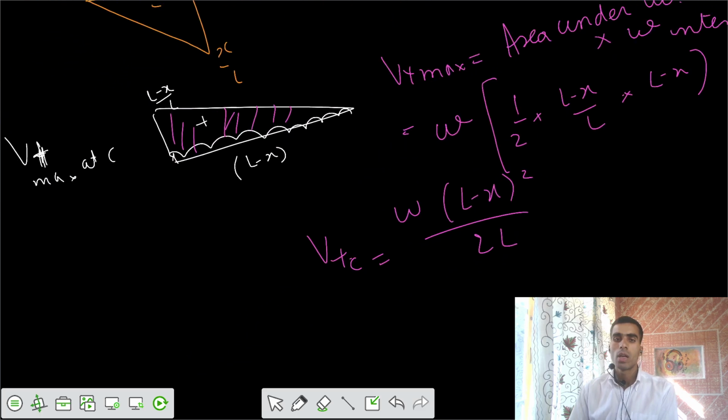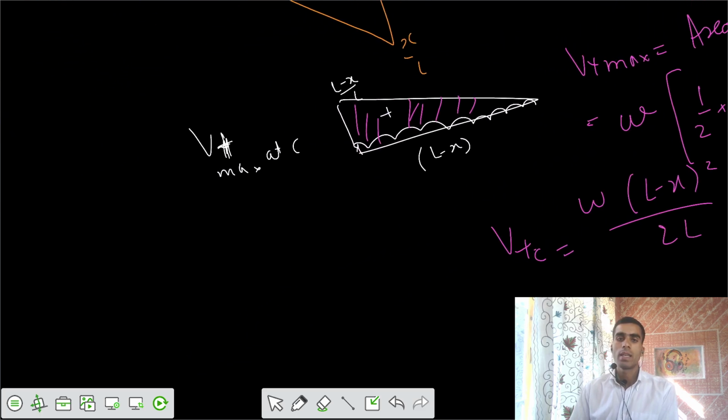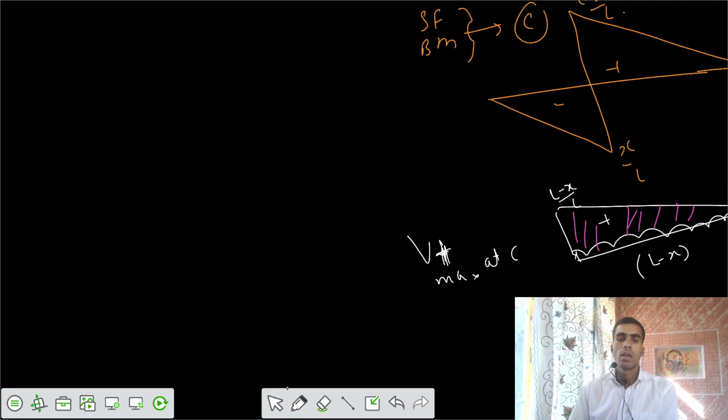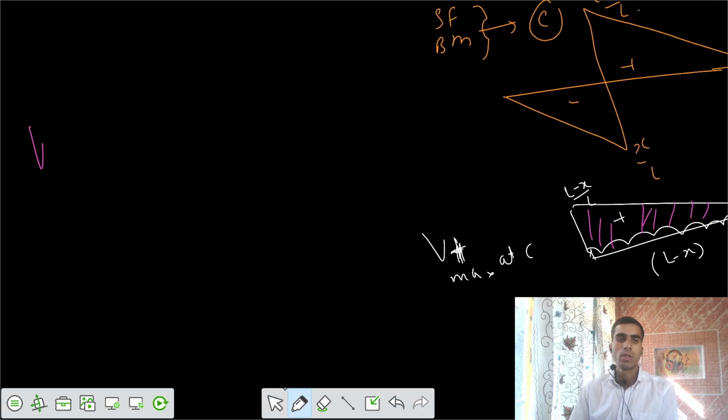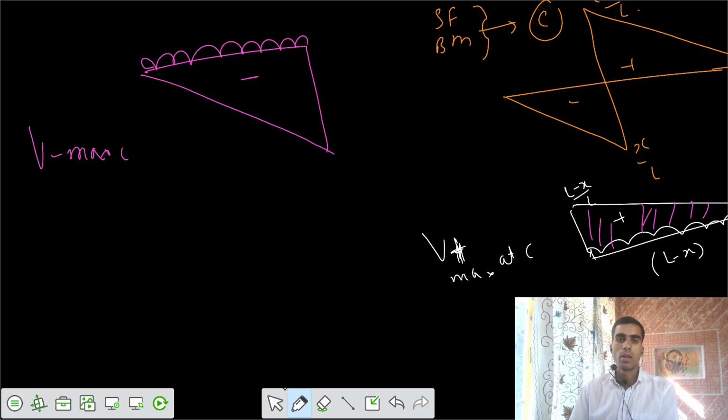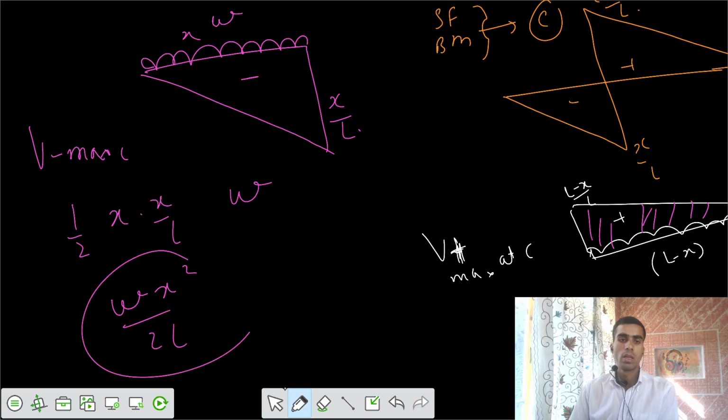Now if you talk about the maximum negative shear force at C, I would take this rectangle and apply the loading only on this part. That is your UDL of W. Here the ordinate is x by L and the length is also x. So I would say 1 by 2 x into x by L into intensity W, so W x square by 2L. That's negative.